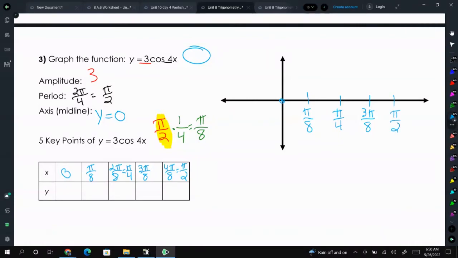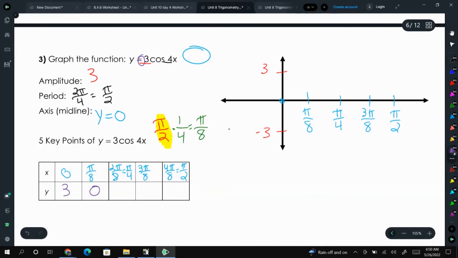And because this is cosine, we're either going to start at positive 3 or negative 3, and positive a values. So we're going to go up and start at 3, then go down to the midline, then down to the negative amplitude, back up to the midline, and back up to positive amplitude. So our graph will look like that.